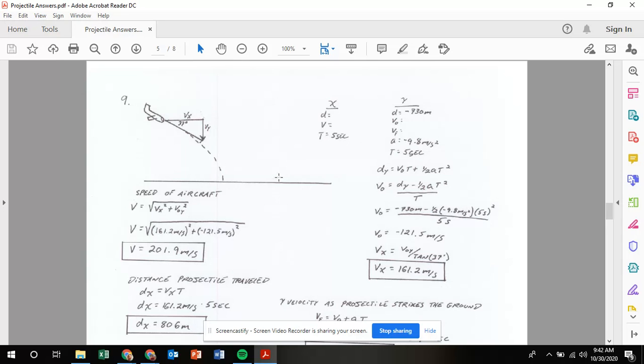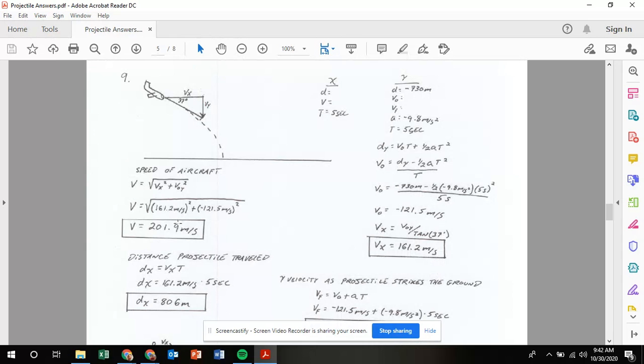So we have a couple things that we're going to need to find here. In finding the speed of the aircraft, we're looking for this hypotenuse. So we would need the velocity in the x direction and the initial velocity in the y direction. We don't know that information right away, but we can find some of that because we have certain pieces of information. For example, in the y, we know the time. We know the acceleration is negative 9.8. We know the displacement is negative 730.